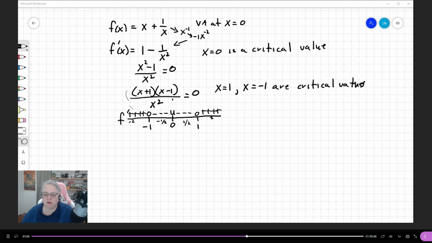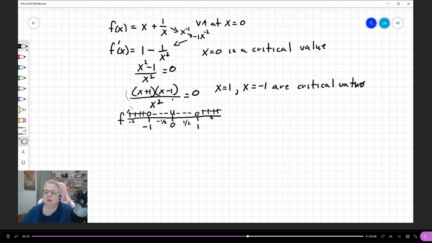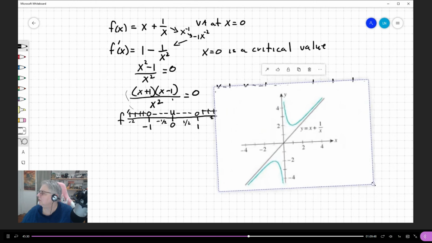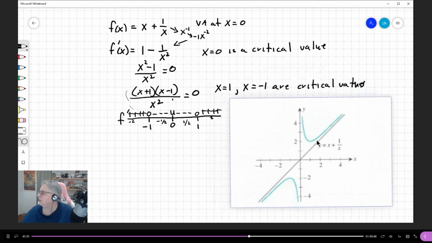Now what this function looks like is, hang on one second. Let me just grab it here. All right, so here is what this function looks like. Notice it has a slant asymptote.